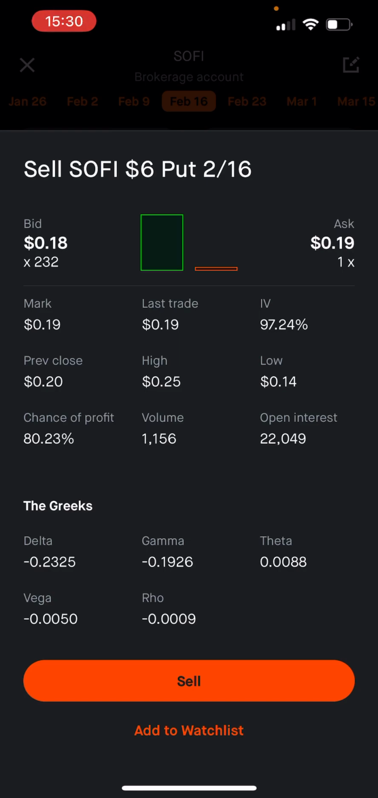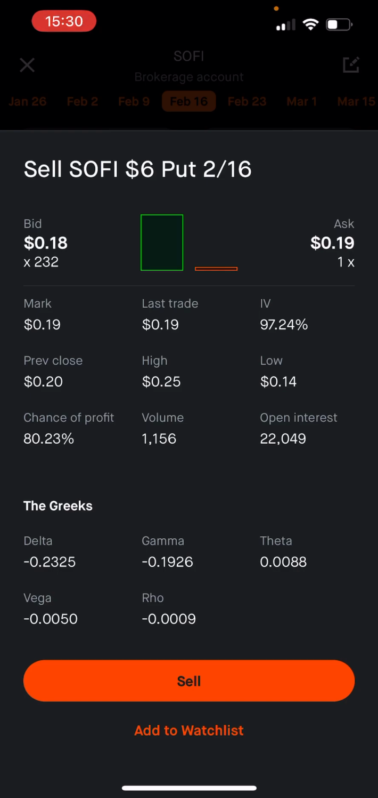The volume, we can see, is over 1,000, and for the volume I like it over 100, so it satisfies that. And then for the Greeks, the Greek I like to look at is the delta. We see that the delta is at 0.23.